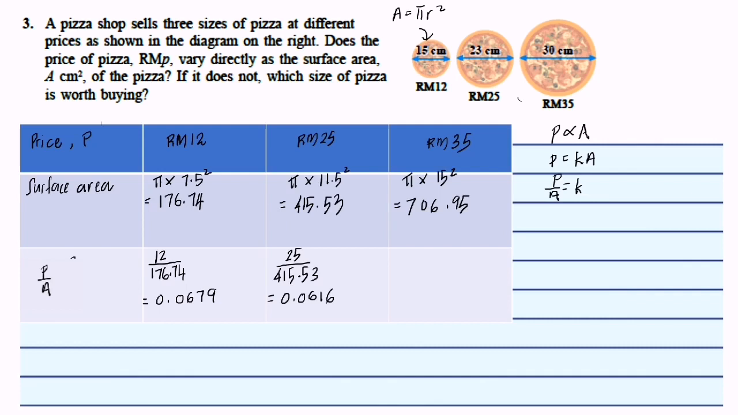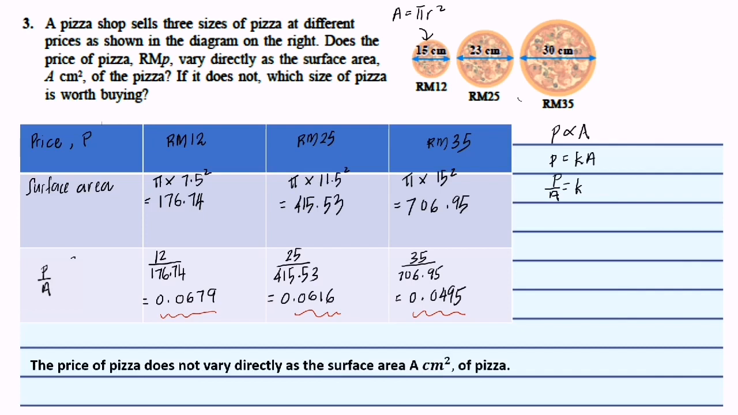Okay, for the third one, 35 divided by 706.95 equals 0.0495. We found that all these three values are different. Okay, so the conclusion: the price of pizza does not vary directly as the surface area A centimeter square of the pizza.